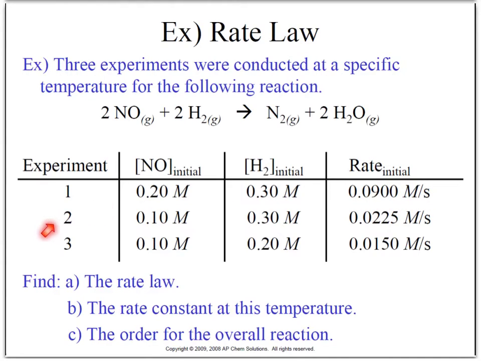Then we cleaned our glassware and started a separate experiment, experiment number 2. And here was the initial concentration, there was the rate of that reaction. We did a third experiment with new glassware, new equipment, new chemicals, 0.1 molar and 0.2 molar. Here was the rate of that reaction initially. So using these 3 pieces of experimental data, we're going to find the rate law, the rate constant at this temperature, and the overall order for the overall reaction.